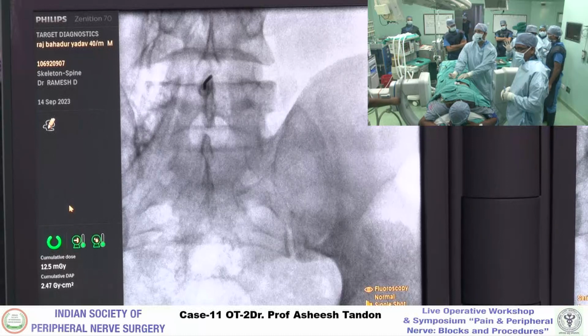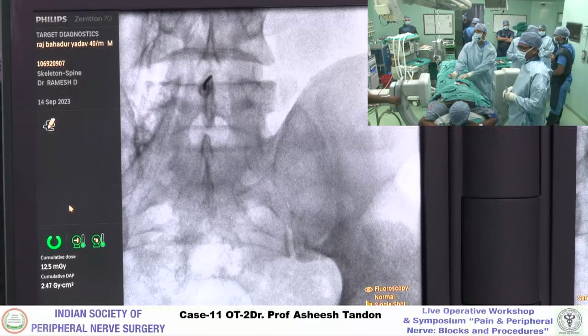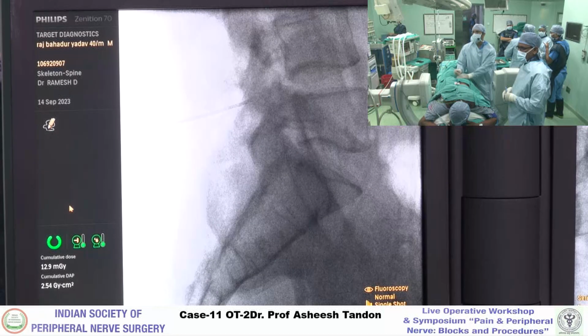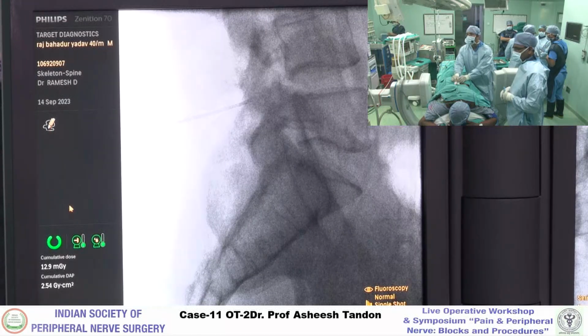Very limited space here. Can't be sure. Let's see. Check. Shoot please.